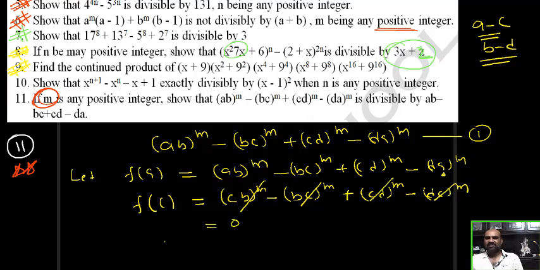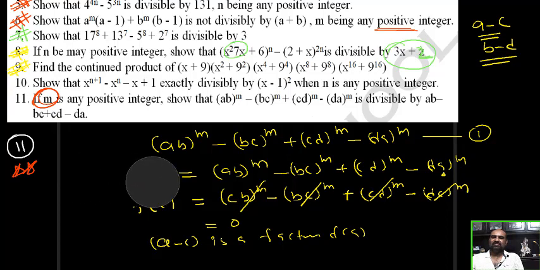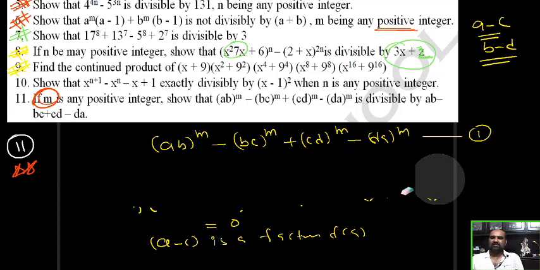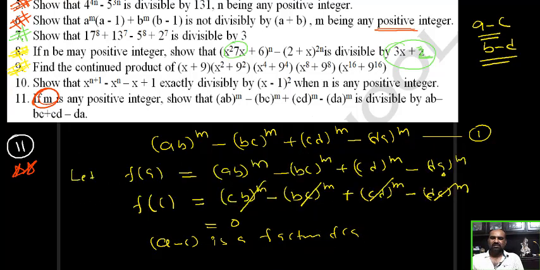From the factor theorem, what I can say, a minus c is a factor of f of a. What is f of a? Expression 1 only. Finally, a minus c is a factor of 1, I will write that here. I hope you people understood. Clearly explained. So a minus c is one of the factors of the given problem.